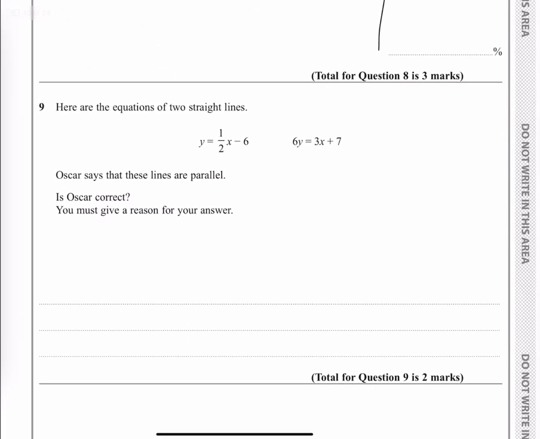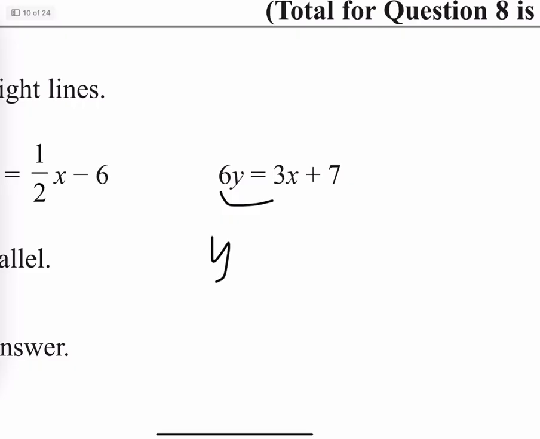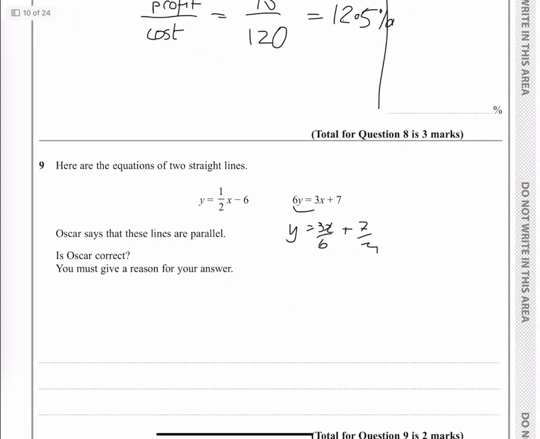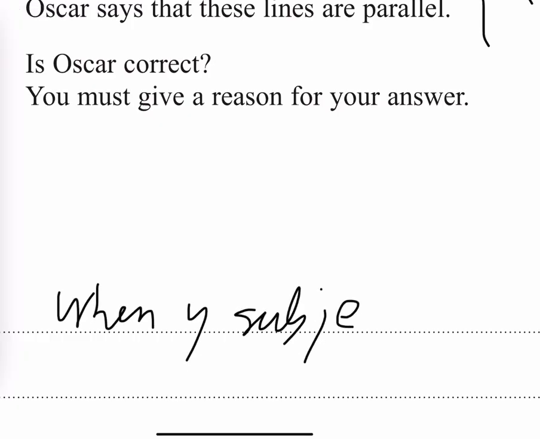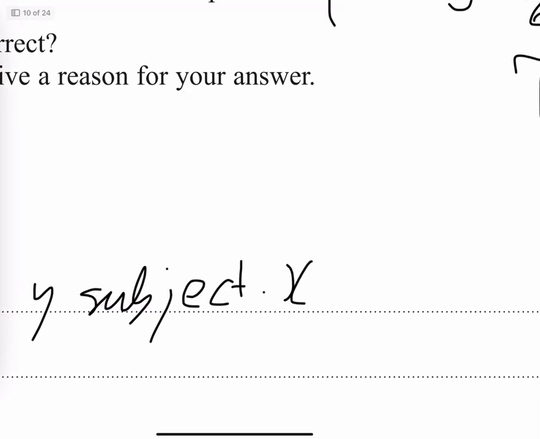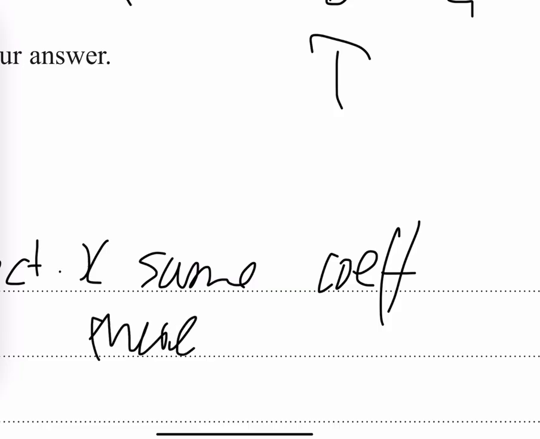Here are the equations of two straight lines. Oscar says these are parallel. Is Oscar correct? Okay, well let's divide this through and check the coordinates. So that's y equals 3x plus 7 over something. Over 6, but it's irrelevant here. When y is the subject, x has the same coefficient, therefore parallel. Oscar is right.